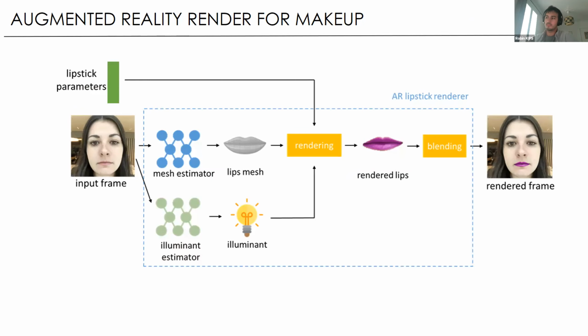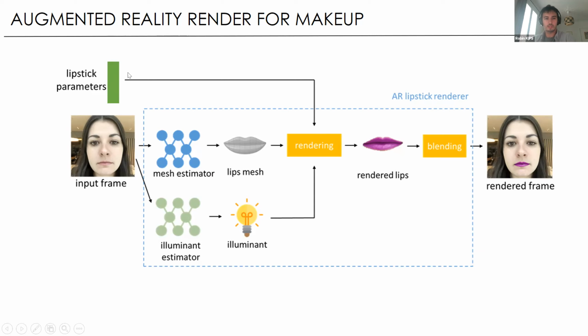So if we take a deep dive, a closer look at an example of a computer graphics, augmented reality renderer for makeup, it looks like this. It has multiple blocks. Generally, it's a pipeline with some perception module. In the case of lipstick, you take a deep learning network to estimate the lip mesh and the illuminance. Then you have a computer graphics renderer that computes the rendering, and then the rendering is blended on the rendered frame to get a nice realistic result.